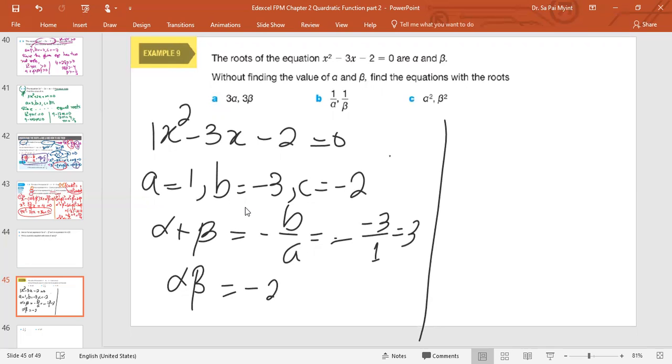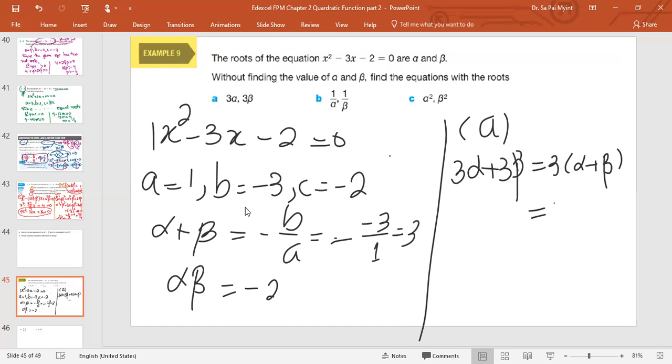Without finding the values of alpha and beta, find the equations of the roots. Okay, A. What is A? 3 alpha, 3 beta. 3 alpha, 3 beta is a root. So we need to do 3 alpha plus 3 beta equal to 3 into alpha plus beta equal to 3 into, what is alpha plus beta? Alpha plus beta is 3.